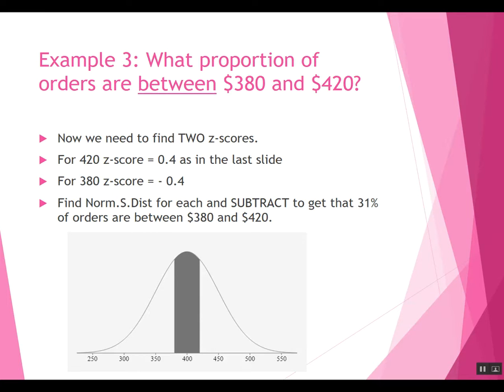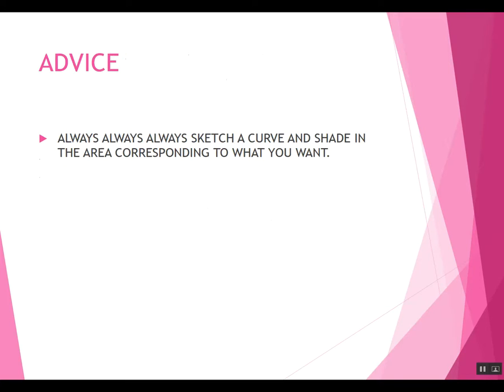Well, what if we want the proportion that are between 380 and 420? Well, now we need to find two z-scores. For 420, the z-score equals 0.4, as we did in the last slide. And for 380, the z-score is negative 0.4. So what we do is we find the norm_s_dist for each of them and subtract to get that 31% of the orders are between 380 and 420. So we do each of them separately and then subtract the two areas, and we'll get 31%.